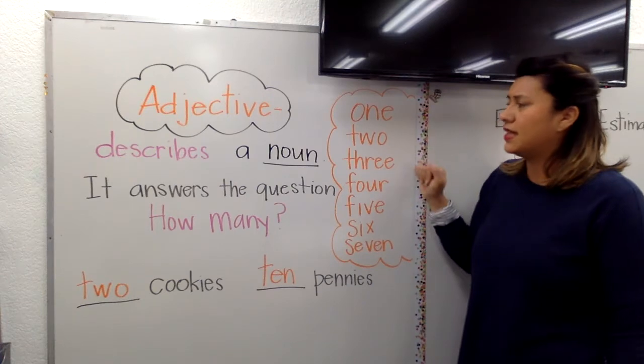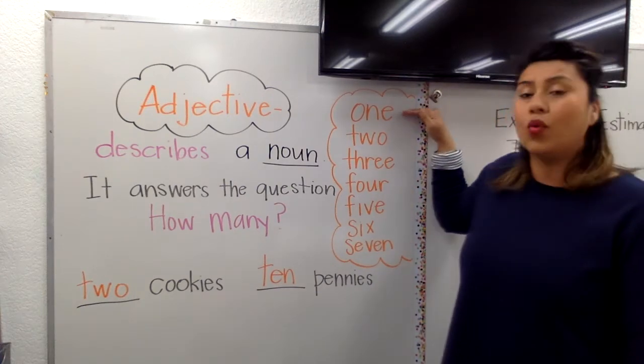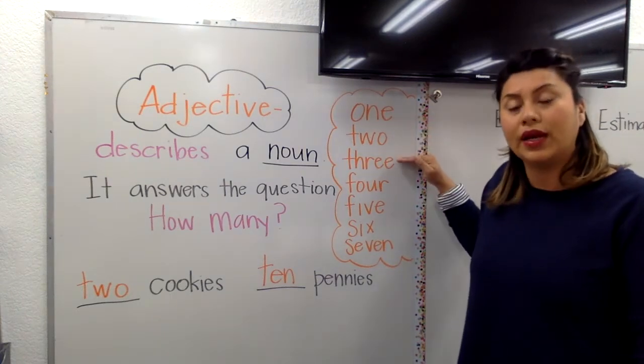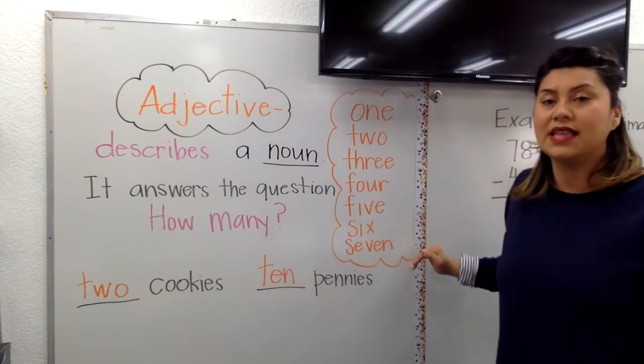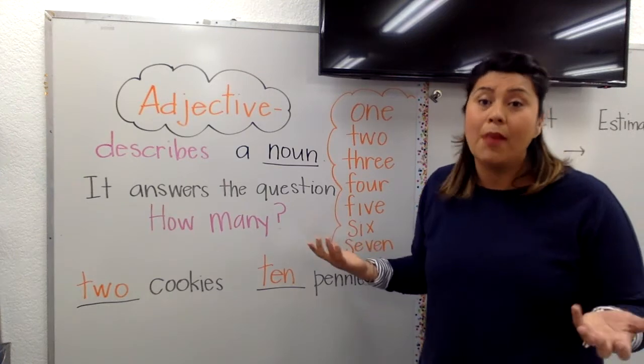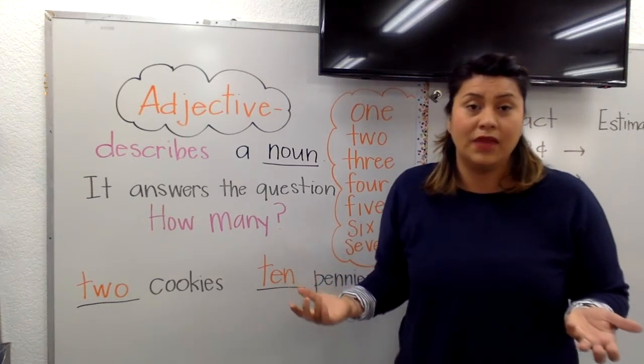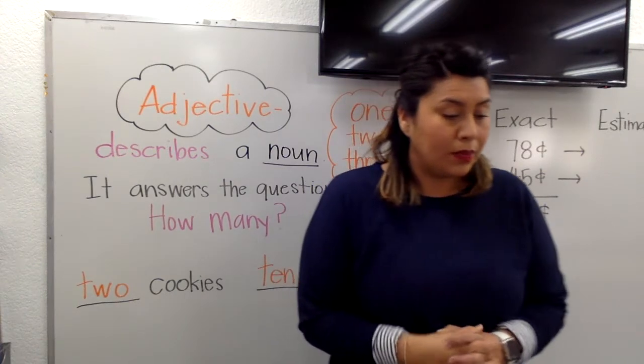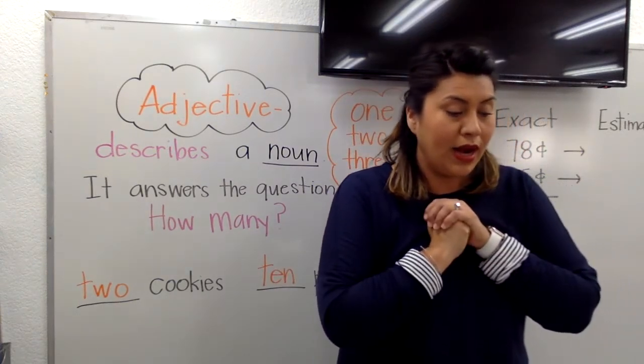I have a whole list here in my little word bank of more words that answer the question how many. 1, 2, 3, 4, 5, 6, and 7. It really could be any number that you can think of, okay? Let's go ahead and jump right into our paper. We're on page 255. Pick up your pencil, and we're going to jump right into number 1.